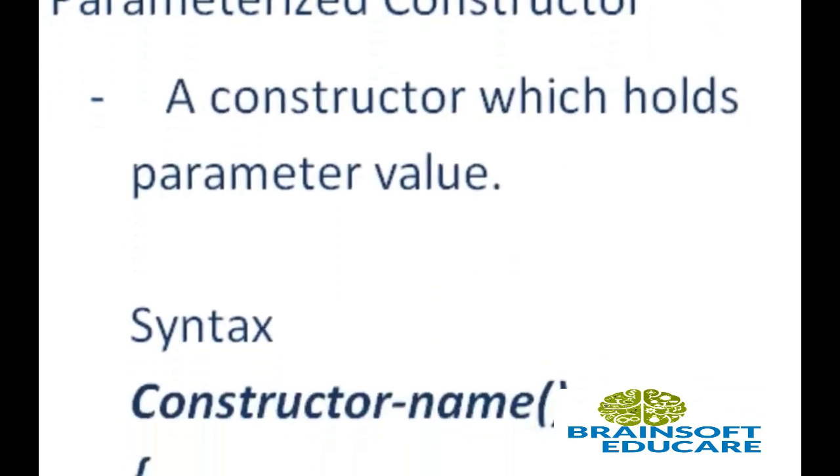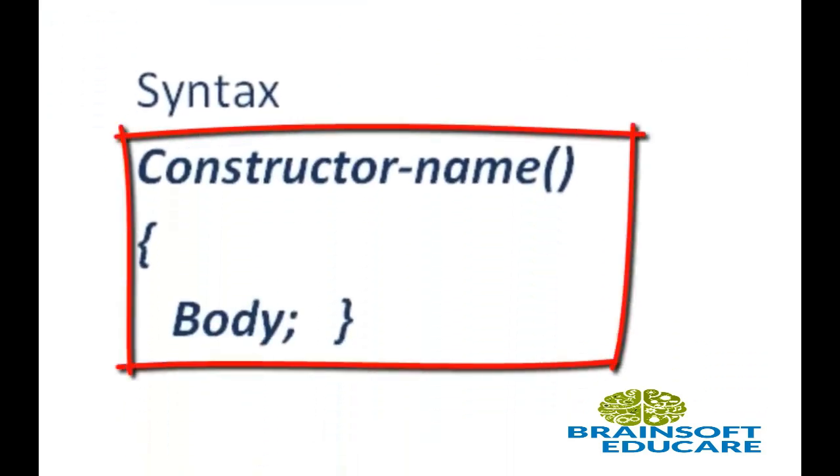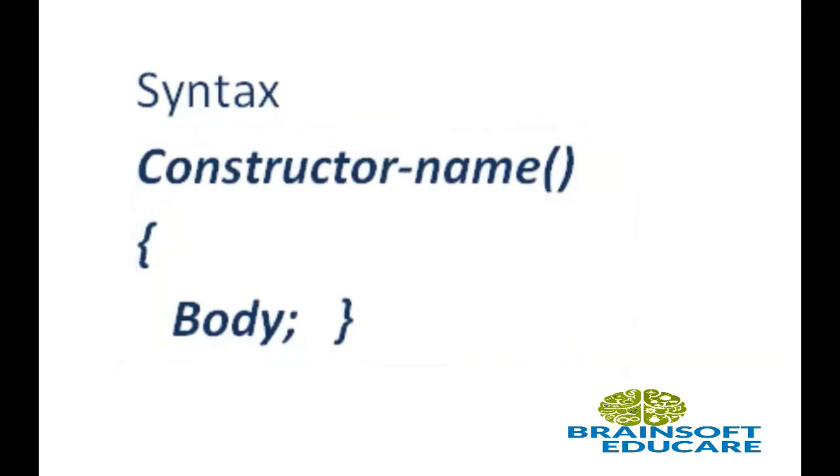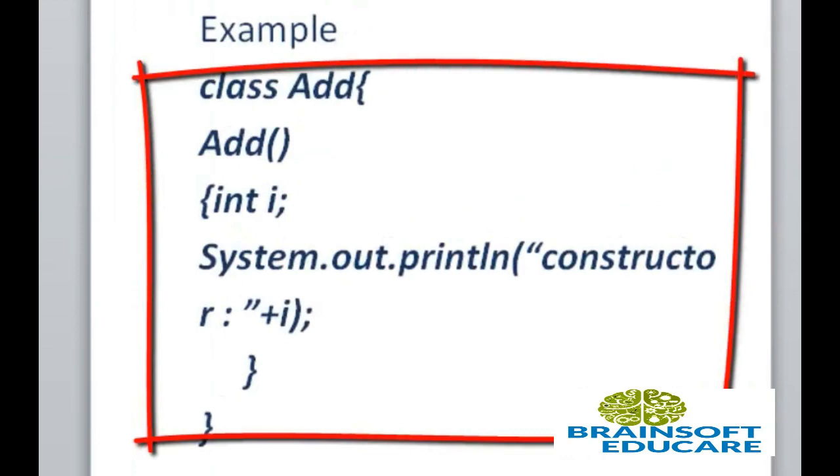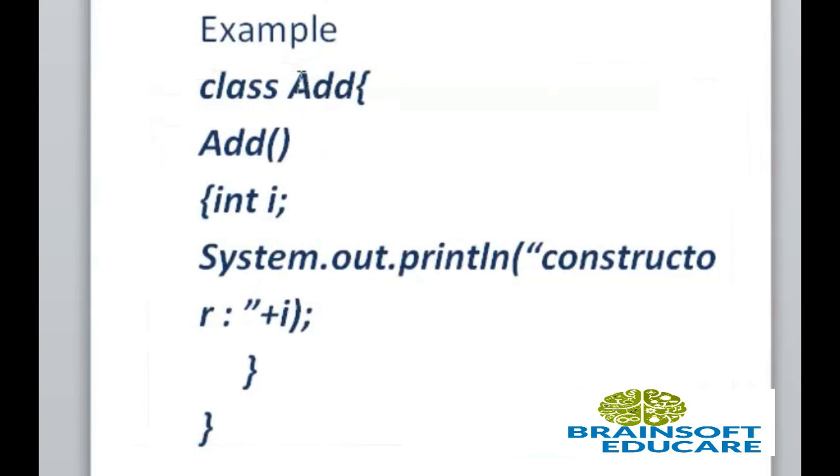Let's take a look at the syntax of a constructor. Here, the constructor name is the name of the constructor, which must be the same as the class name. This is a simple example of a constructor. In this example, the class name Add is the same as the constructor name Add, and here there is no parameter value.